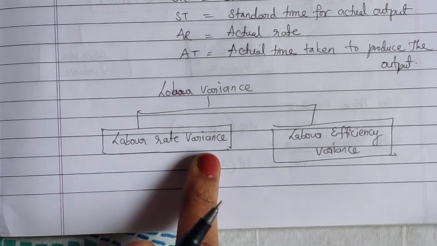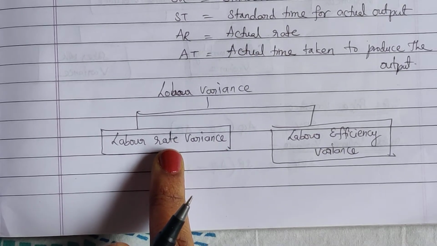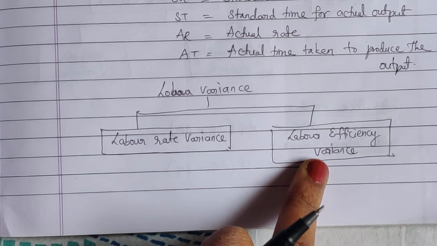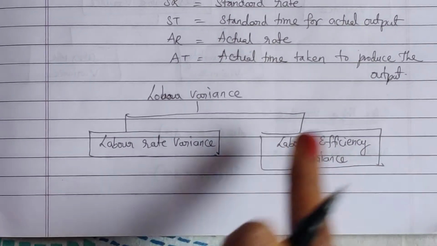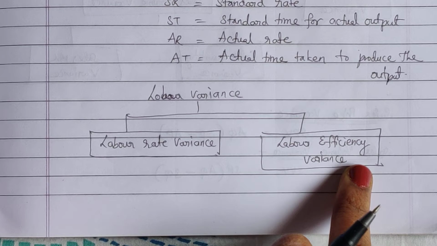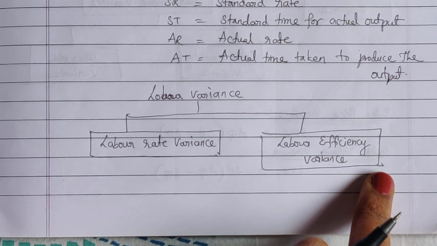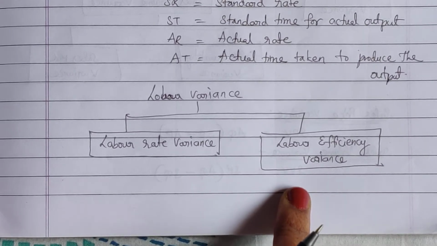One is labor rate variance, where we have a difference between the standard rates and the actual rates. The other is labor efficiency variance. Some efficient persons will do the work immediately, but some inefficient persons will take most of the time to do the same work. So there we get more time to produce one particular unit. That is called labor efficiency variance.